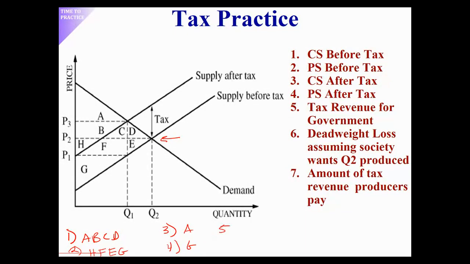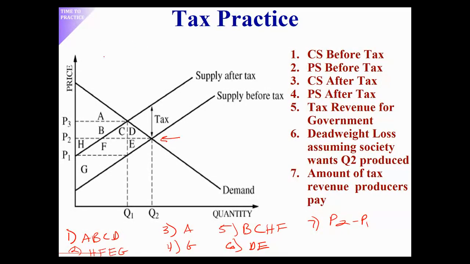Number five says, what is the tax revenue? Well, the tax revenue would be B, C, H, and F. And then the deadweight loss to society for six would be D and E. Then seven says, what is the amount of tax revenue that producers pay? What producers pay would be P2 minus P1.